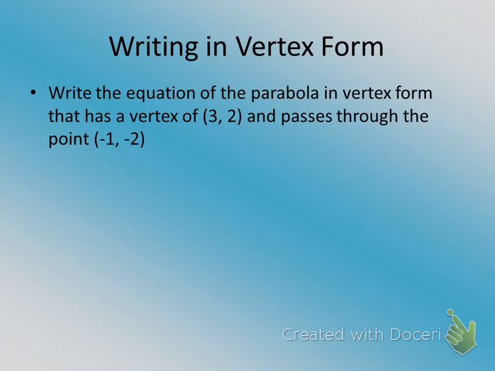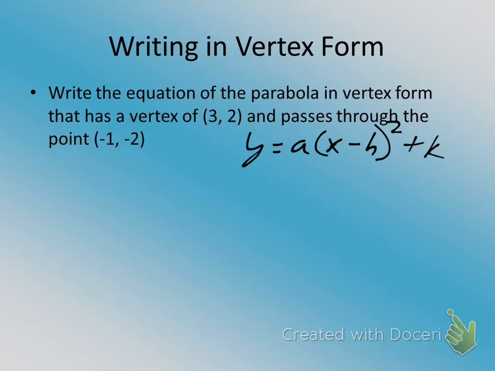Write the equation of the parabola in vertex form that has a vertex of 3, 2 and passes through the point -1, -2. Okay? Vertex form is y equals a, parentheses, x minus h, quantity squared plus k. If I can write k a little better. There it is. Okay.